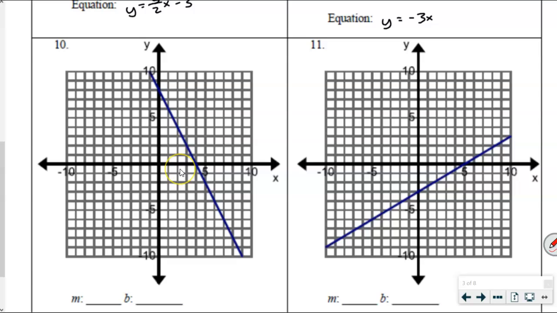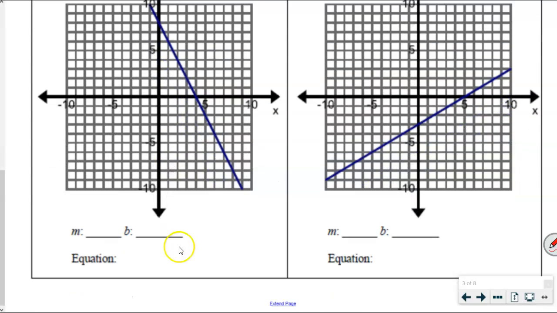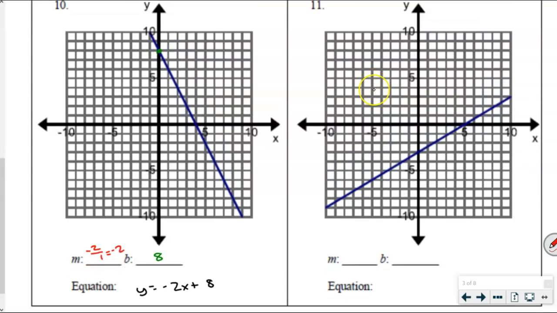Number 10, I did not find the slope yet. What did you get for the slope, Maverick? Yes, looks like it. And -2 over 1 simplifies to? -2, good. And what is the y-intercept? Gabe, 8. And so that makes the equation what, Danielle? You got it. Y equals -2x plus 8. And the slope of number 11. Slope, for anybody who has it. Thank you, Sam.